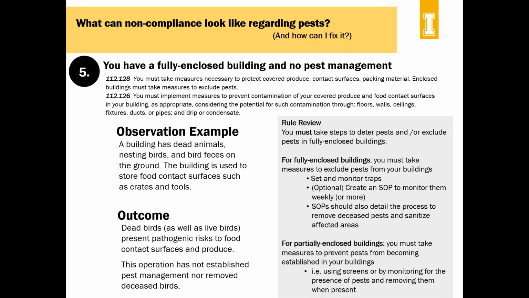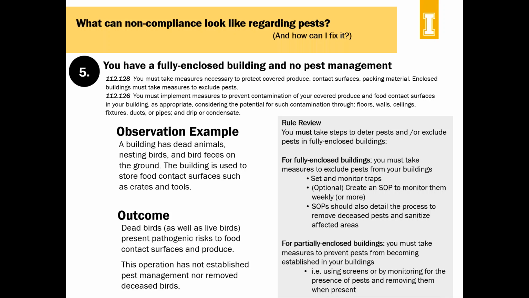So this would be section 128. You must take measures necessary to protect covered produce, contact surfaces, packing material. Enclosed buildings must take measures to exclude pests. And then 126, you must implement measures to prevent contamination of your covered produce and food contact surfaces in your building as appropriate, considering the potential for such contamination through floors, walls, ceilings, fixtures, ducts, or pipes, drip or conduit.